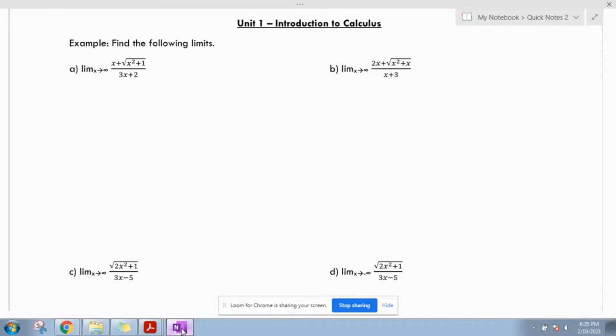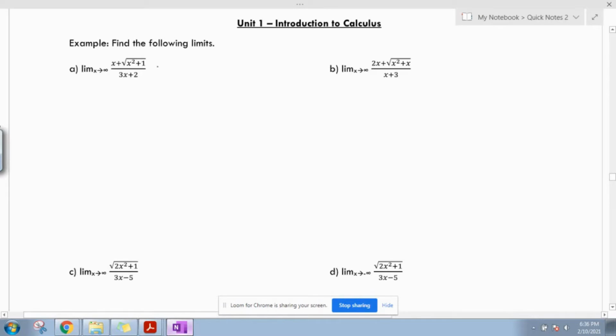For my first example, question A, I've got the limit as x approaches infinity of x plus square root x squared plus 1, divided by 3x plus 2. The first thing that comes to mind for many of you is going to be, I need to rationalize. But when you're dealing with limits at infinity, you don't need to rationalize. We're going to approach it the same way: we want to factor out the highest exponent of x.